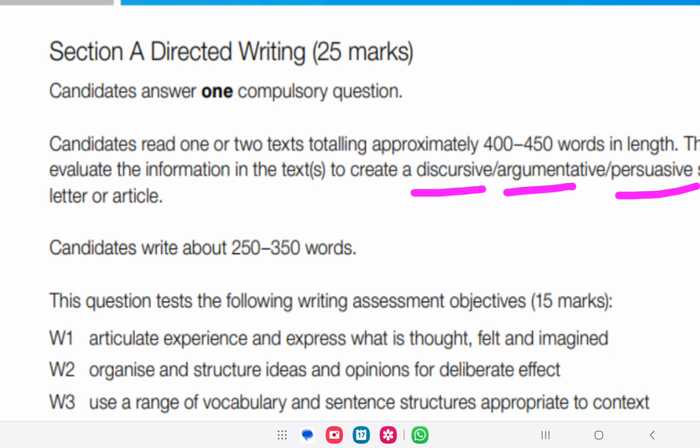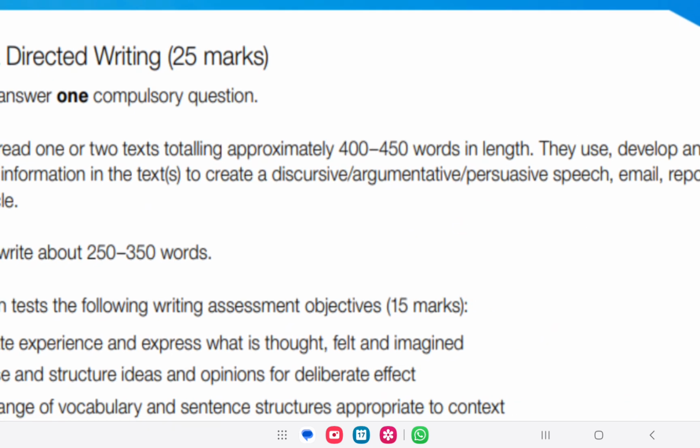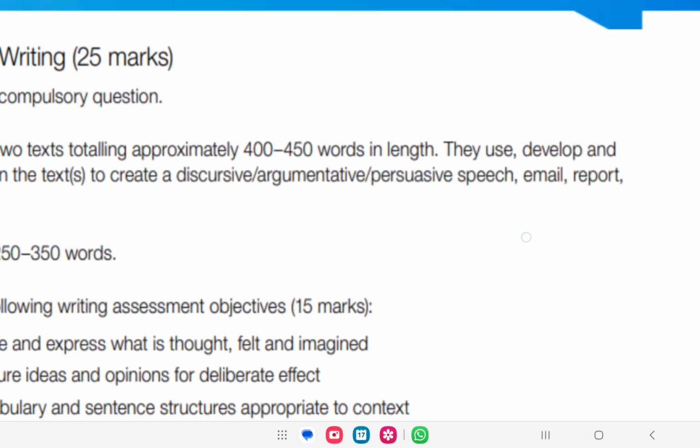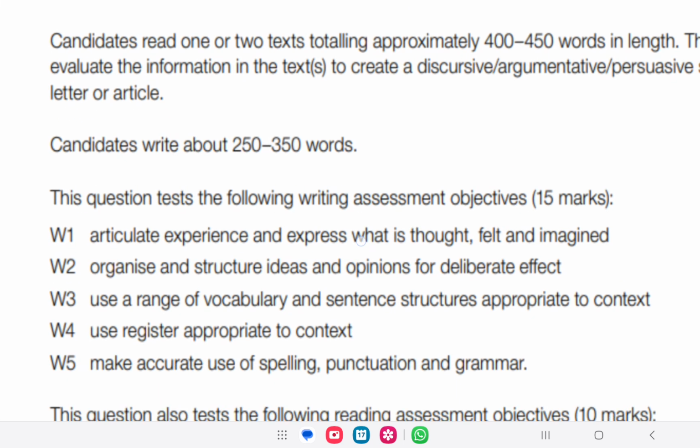Now discursive means something that is based on logical arguments, logical reasoning. Argumentative, as is evident, means something that is based on arguments. And persuasive is where you give your arguments to convince someone or to persuade someone to do something, or to dissuade someone so that they should not do this. So this is a discursive, argumentative, persuasive speech, email, report, letter or article.